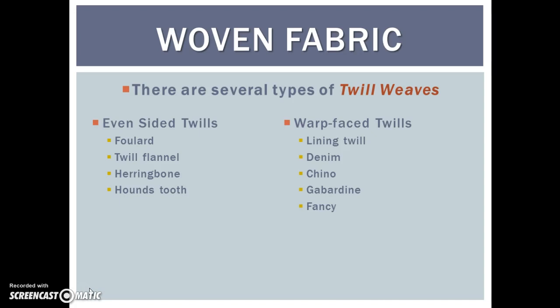Some examples of even-sided twills are a foulard, a twill flannel, a herringbone, and a houndstooth. And warp-faced twills have a higher amount of warp yarns on the face, and since warp yarns are stronger with a higher twist, these fabrics are stronger and more abrasion and pill resistant. Twill flannel and herringbone can also be warp-faced twills, usually with a 2-1 pattern. The warp-faced twills described here are 2-1 twills unless otherwise noted. These are described in your textbook on page 150 and 151. But the lining twill, a denim, chino, gabardine, and fancy twills are all examples of a warp-faced twill.